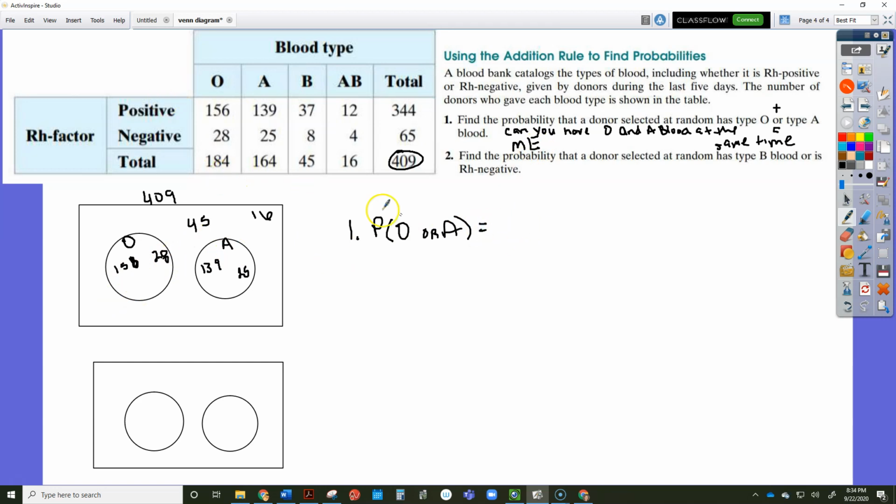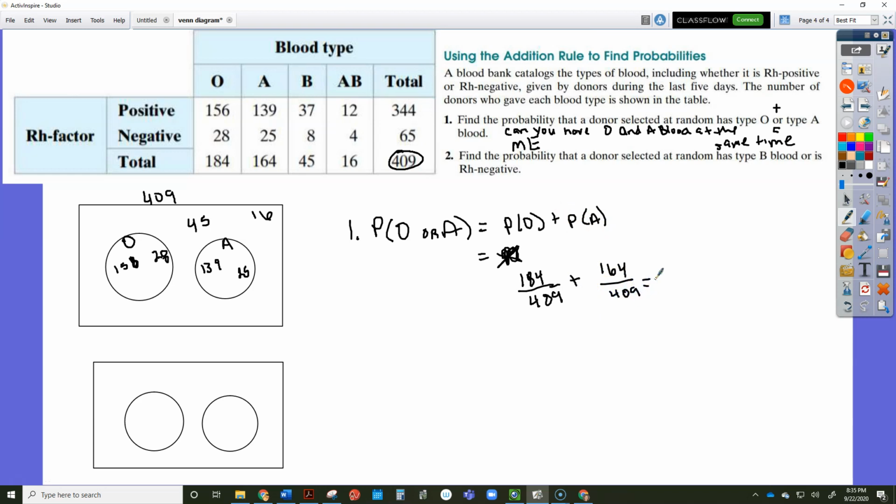So the probability of getting O blood plus the probability of getting A blood, or having O blood and having A blood. The probability of having O blood is 184 out of a total of 409. And the probability of having A blood, there was 164 out of the 409.